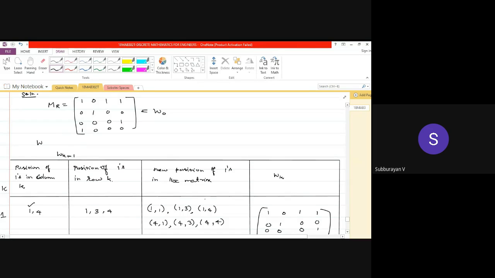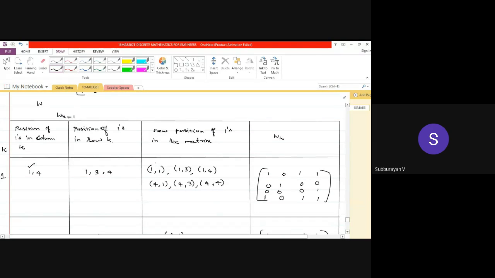After finding the combination, you put 1 in the (1,1) position, (1,3) and (1,4). Make all these position numbers 1. If the matrix already has 1, don't disturb it. If it has 0, then make it 1.